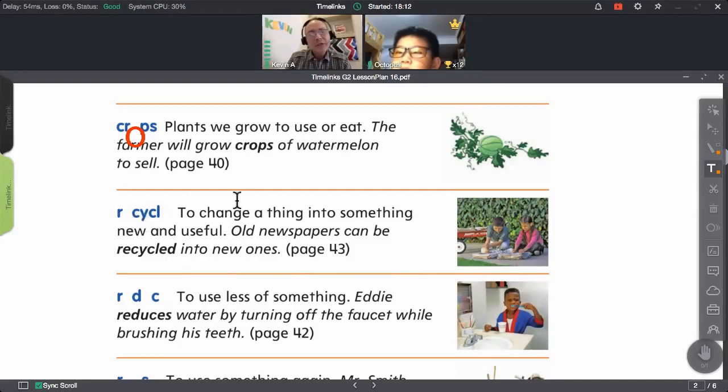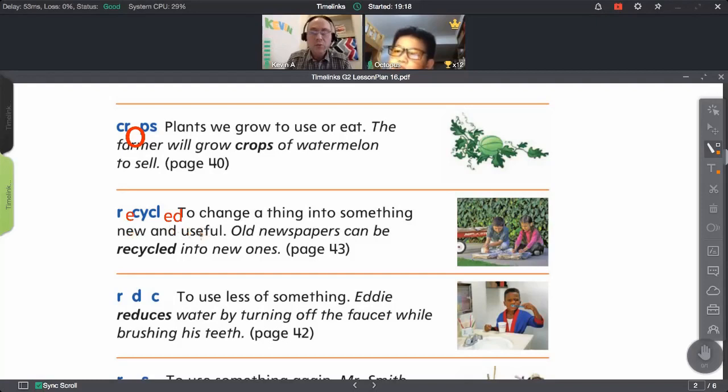What letter is missing in this next word? This one here. To change the thing into something. What word is that? ED. Very good. So what have you spelled? How do you say that word? Recycled. Recycled. Yeah, okay.